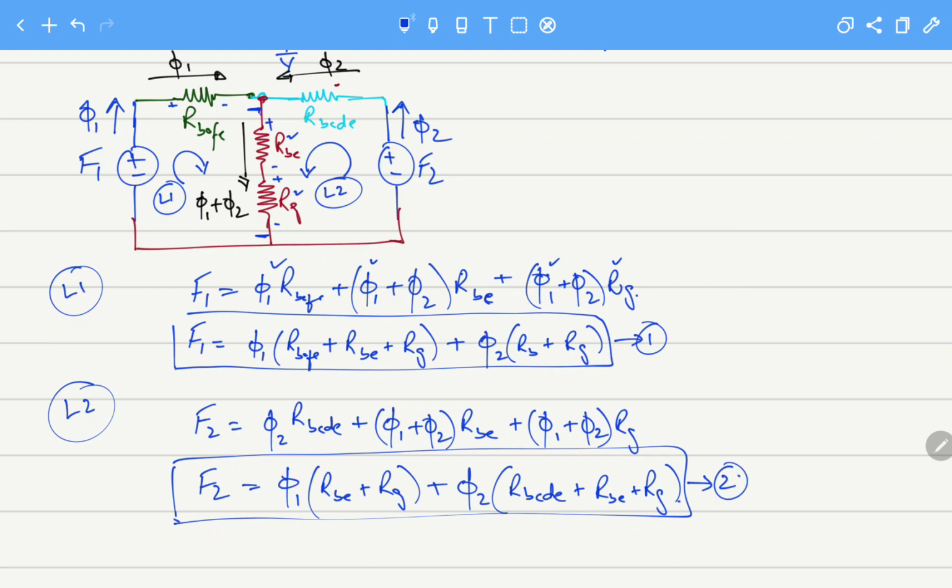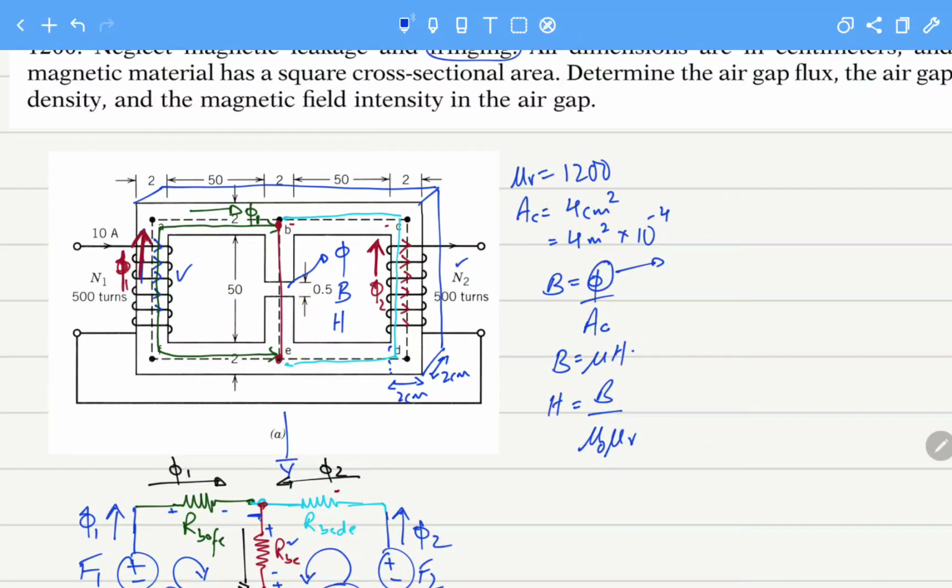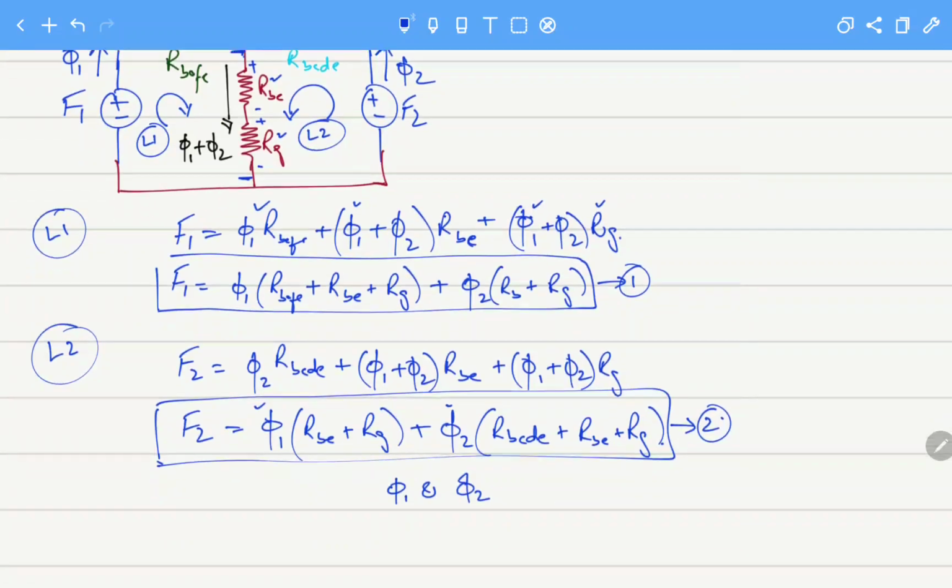What are the variables? If we are able to calculate all the reluctances, then flux 1 and flux 2 are the two variables, because if we know the values of F1 and F2, we have two equations and two variables, so we can calculate the values of flux 1 and flux 2, phi 1 and phi 2. And in the circuit we can see both the fluxes add here, and the flux going through the air gap will be equal to the total flux, flux 1 plus flux 2. So that is the whole question.